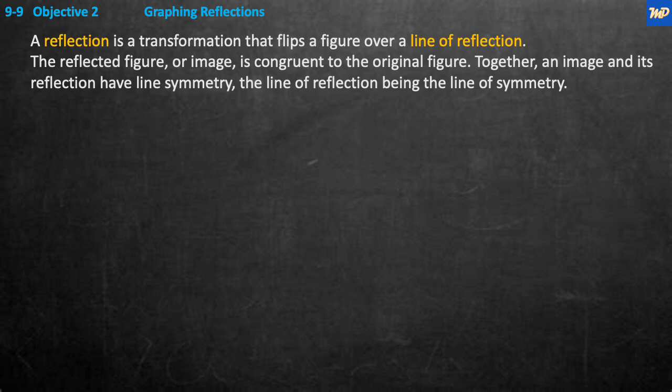Objective 2, graphing reflections. A reflection is a transformation that flips a figure over on a line of reflection. A reflected figure or image is congruent to the original figure. Together, an image and its reflection have line symmetry. Okay, you're going to see it when we move forward here. The line of reflection being the line of symmetry.